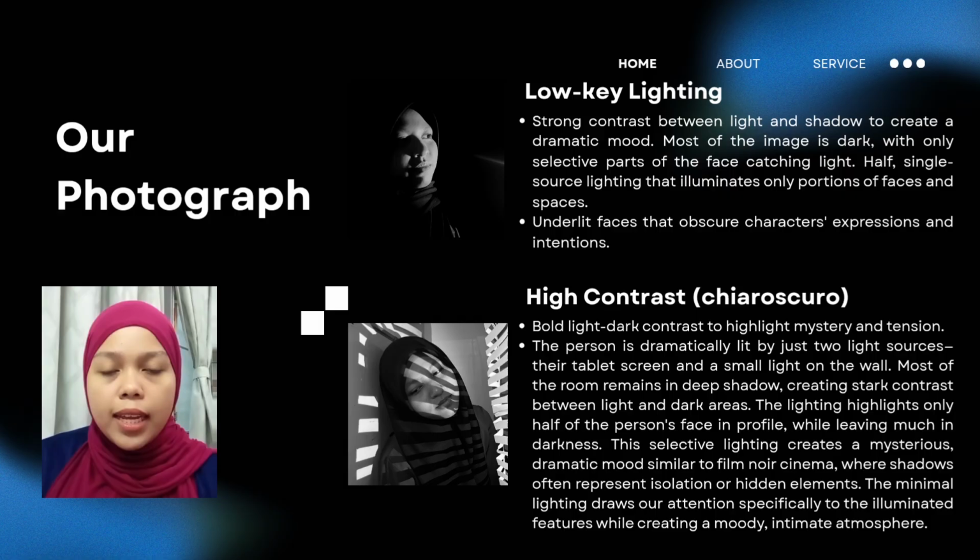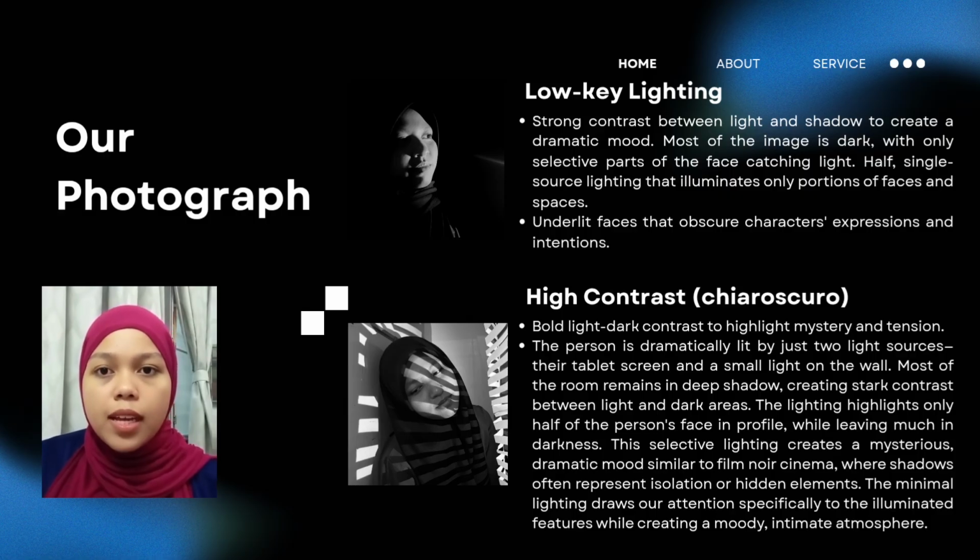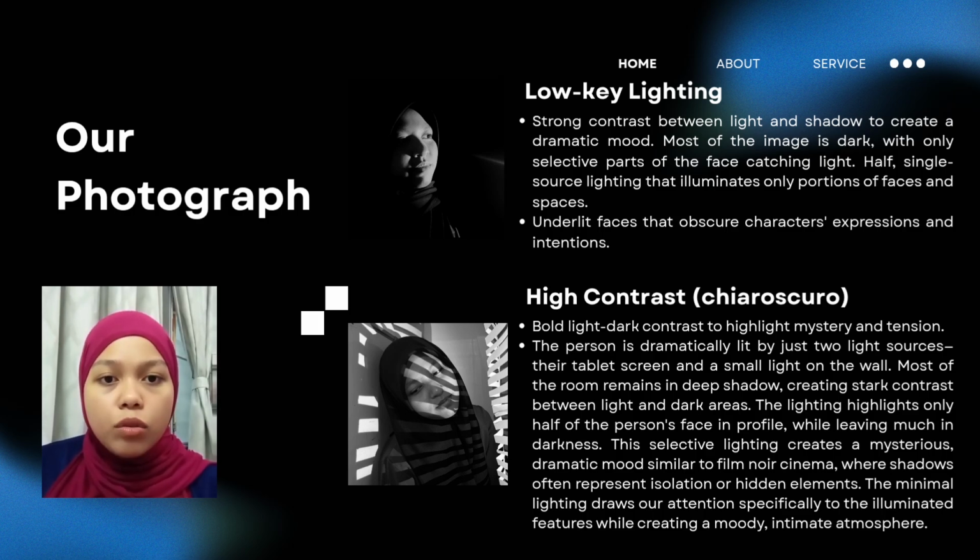First, we use a technique, low-key lighting. It shows a strong contrast between light and shadow to create a dramatic mood. Most of the image is dark, with only a selective part of the face catching light. A single source lighting illuminates only a portion of the face and space. It's also underlit faces that obscure character expression and intentions.